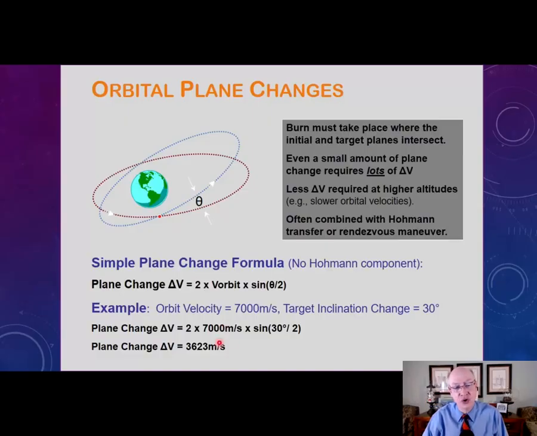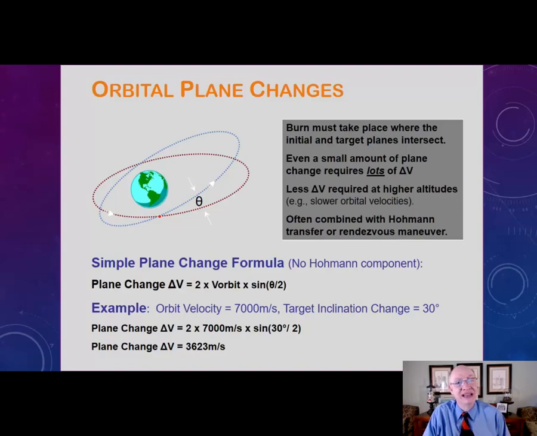And here you'll notice that to change the inclination of your orbit by just 30 degrees, again, requires about half the energy that it took you to get into that orbit in the first place. Once you are in orbit, changing orbits is incredibly energy dependent. It consumes a tremendous amount of fuel and energy.